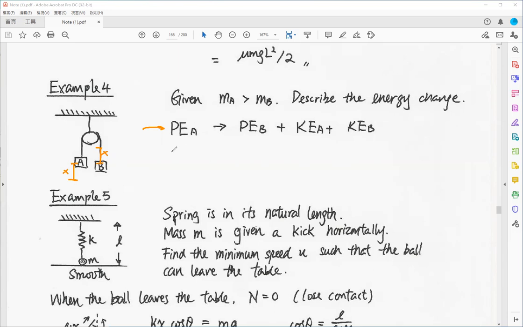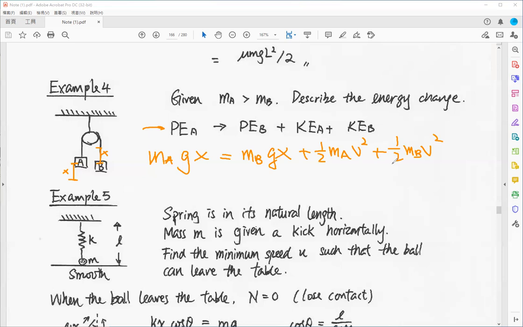So you write down the formula, then the loss in potential energy of A will be m_A g x. The gain in potential energy of object B will be m_B g x. And then plus half m_A v squared plus half m_B v squared. So both object A and B have the same speed. We've learned it before because they are connected by the same string. So they will have the same magnitude of speed and also the same magnitude of acceleration.